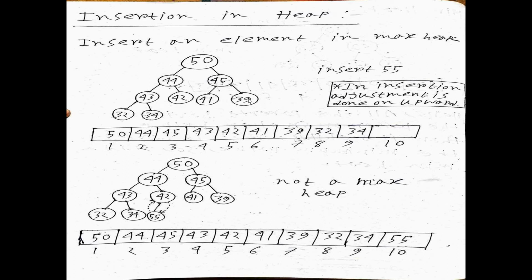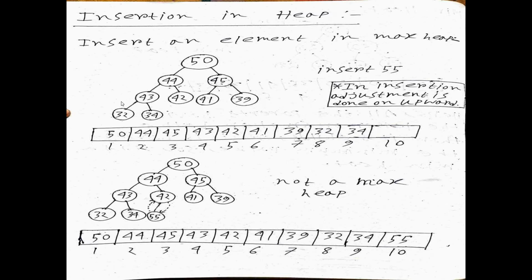Now, what is the procedure? First of all, I ask a question. Where do you insert this 55? If I ask you what is the position of the 55 you are inserting. First of all, we know that in heap we insert the elements level by level. That means first this level is filled, then the second level, third level, then the next level is filled.